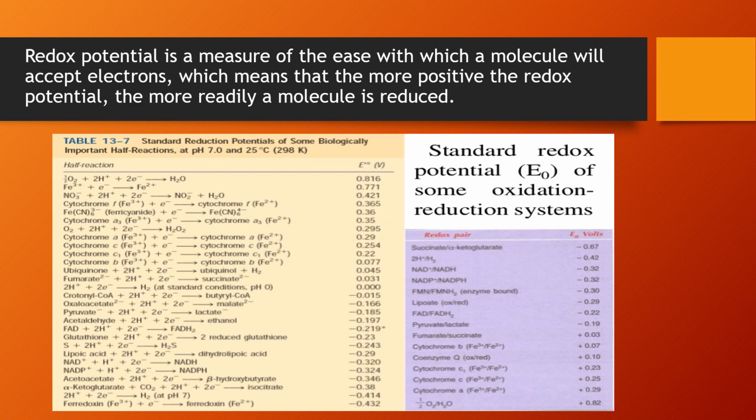The more positive the redox potential value, the more readily the molecule is reduced. That means it itself is reduced and it serves as a good oxidizing agent. In other words, the molecule with the highest potential value serves as a good oxidizing agent, and the molecule with the lowest redox potential value serves as a very good reducing agent. This molecule is going to be reduced to the maximum extent, whereas this molecule is going to be oxidized to the maximum extent. So these are the redox potential values of certain biologically important materials.